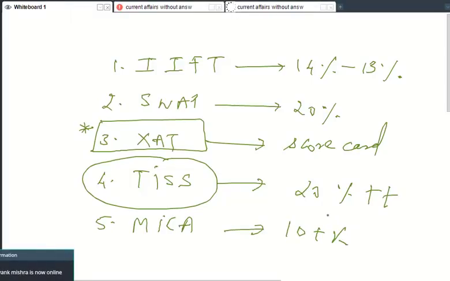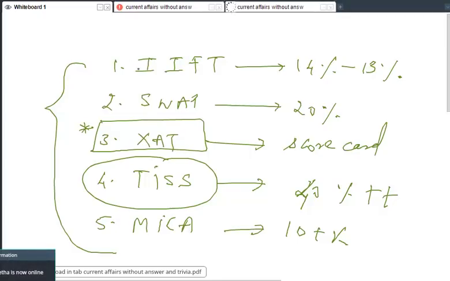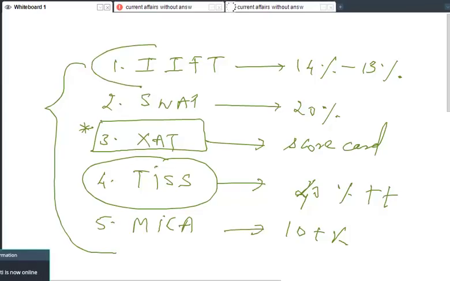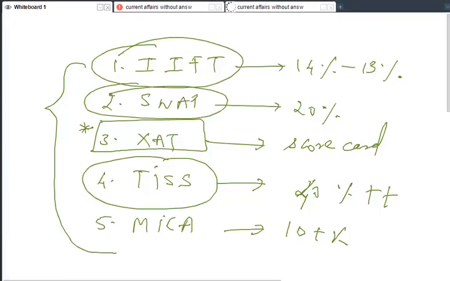And yes, people are right, in TISS it is 40%. So you will find that apart from CAT, there are in fact many exams in which GK might play a very important role, right? So I would start with this: in IIFT you have 13 to 14% weightage. In SNAP you have 20% weightage. SNAP, it's very important. In TISS it's very important.